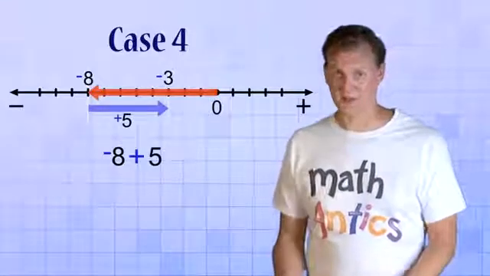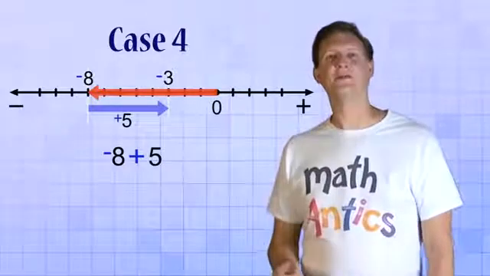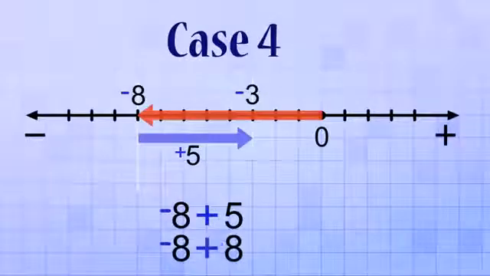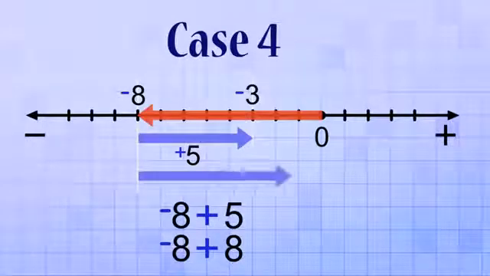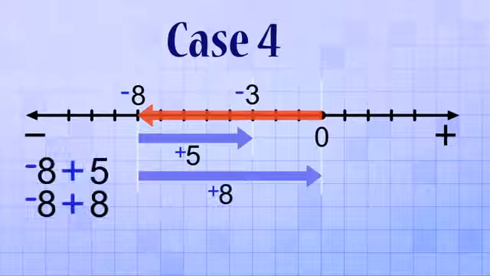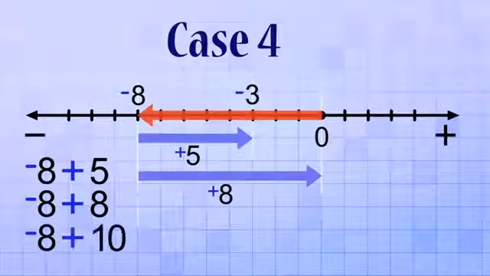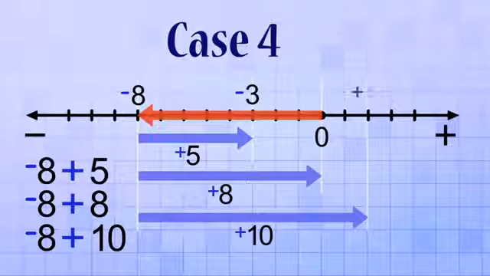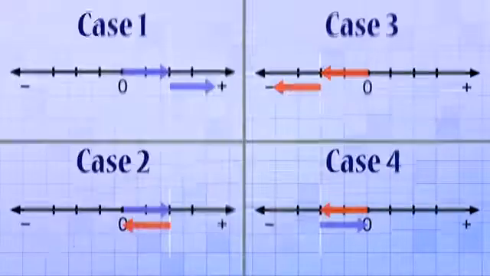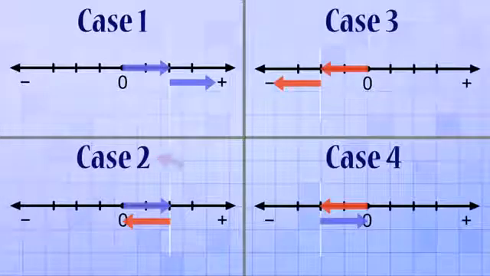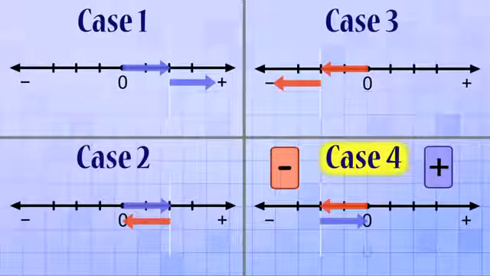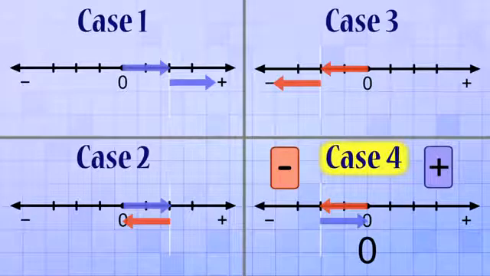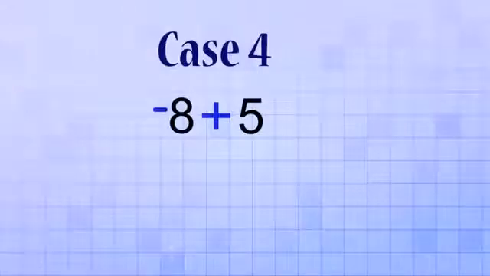But this looks similar to case 2, right? Imagine what would happen if you made it even more positive. You could add 8 instead of 5, and that would move you all the way up to 0. And if you added even more, like -8 plus 10, that would take you to the positive side of the number line and give you the answer of +2. So just like in case 2, the answer here can be positive, negative, or even 0, depending on the numbers you're adding. And just like before, there's another way this type of problem can be written.